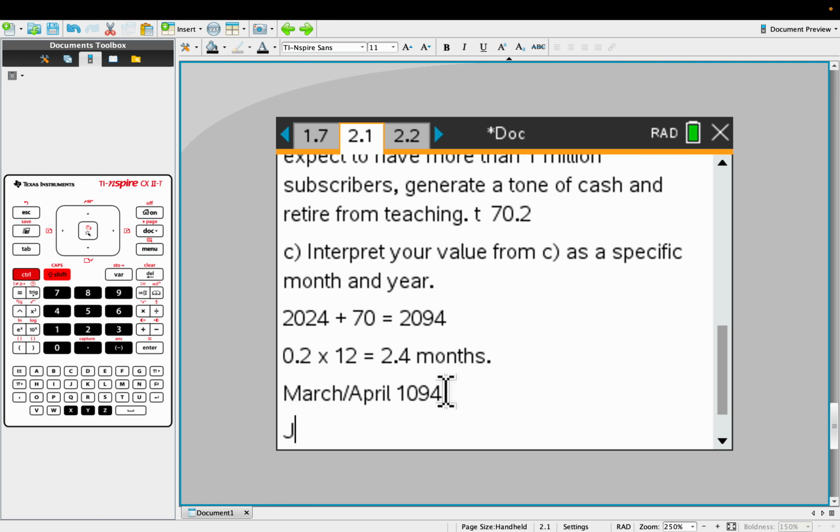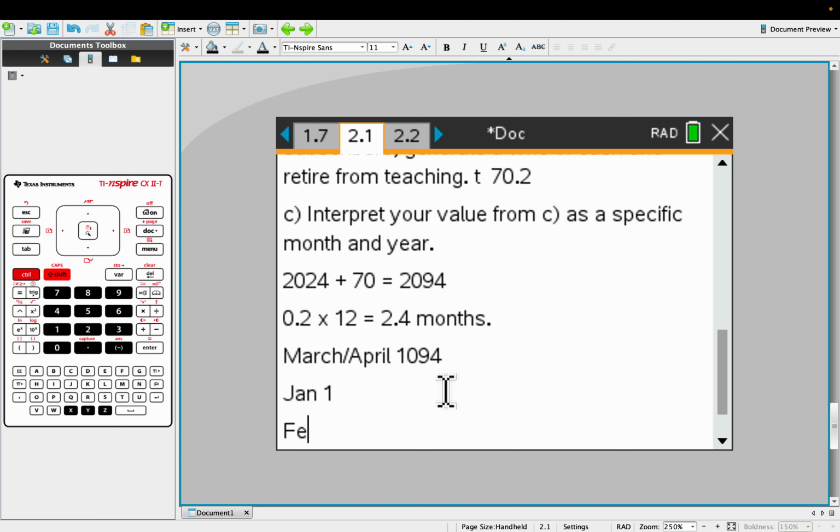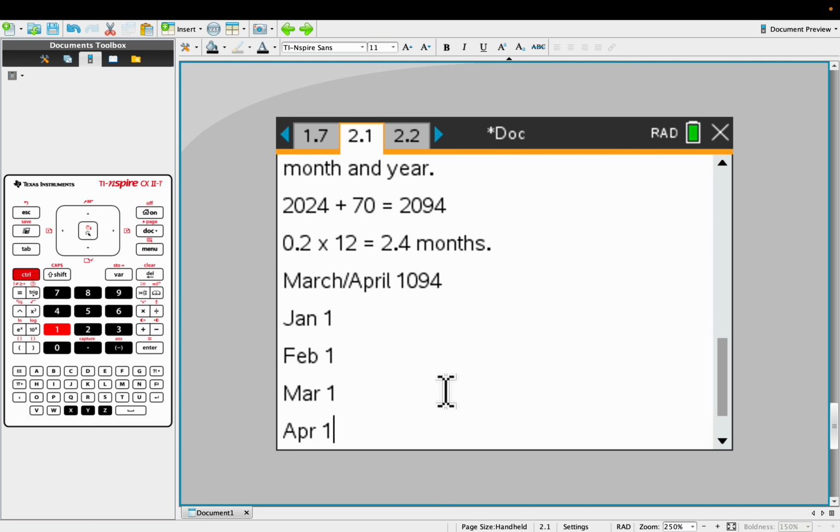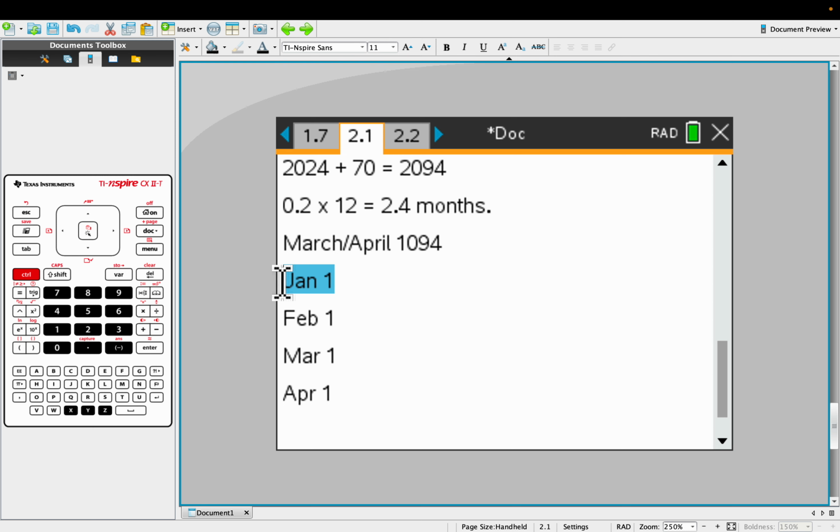So, you know, Jan 1st, Feb 1st, March 1st, April 1st. From Jan 1st to Feb 1st is 1 month. There's 2 months and 3 months. So 2.4 months is between. It's in the month of March, right? So I would call it 2.4 months. I would say it's in the month of March 2094.